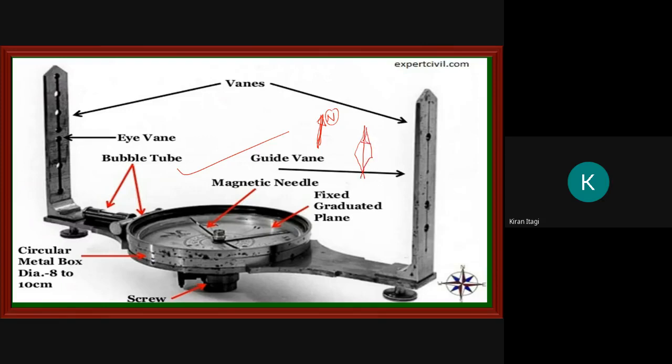It will be like this, and the north side will be made red in color. It will be pointing towards the geographical north. With the help of that, we will take the reading: how much angle it is, 20 degrees, 30 degrees, or it may be 170 degrees, whatever.